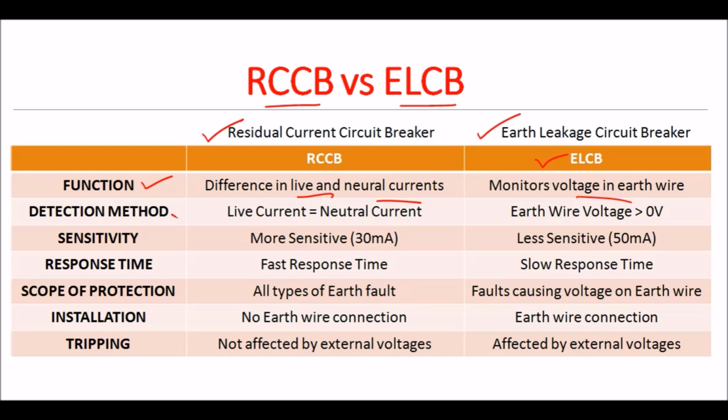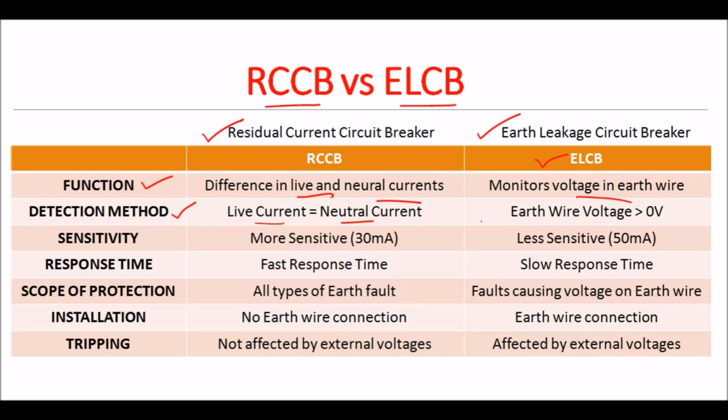Next is the detection method. How do both devices detect the electrical faults or earth leakage currents? RCCB detects the difference in current between the live and neutral wires. If there is any imbalance, it indicates that current is leaking to the ground and the RCCB trips the circuit. In that case, live current should be equal to neutral current. If there is any imbalance, then the RCCB will detect the imbalance current and it will trip.